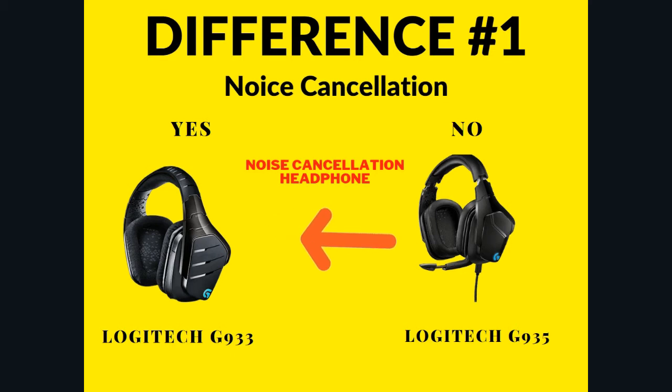Difference number 1, noise cancellation. Logitech G933 has a noise cancellation feature, whereas Logitech G935 has no noise cancellation option. So that makes Logitech G933 a noise cancellation headphone.